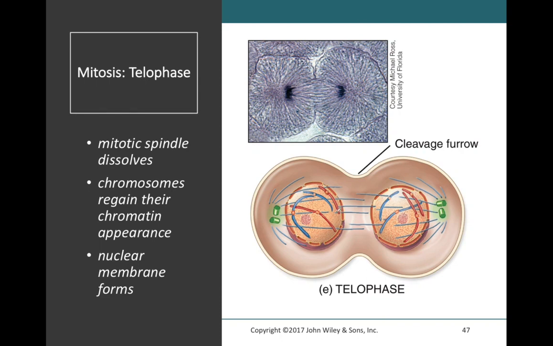But the other event that's very characteristic of telophase that you can always look for under the microscope is the formation of the cleavage furrow. The cleavage furrow is the location where the cell starts to pinch off, and this is going to cleave these two cells from each other. So the cleavage furrow, you can see here on the microscope, is another very characteristic structure of telophase.